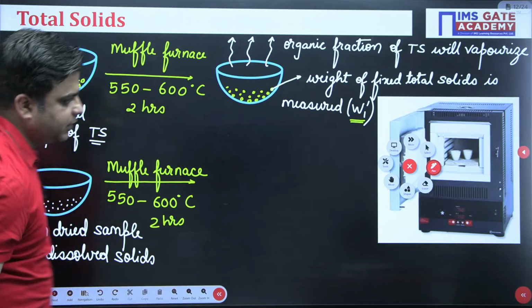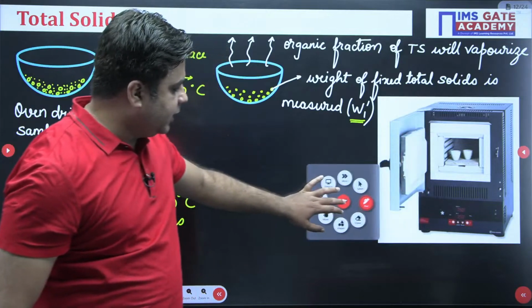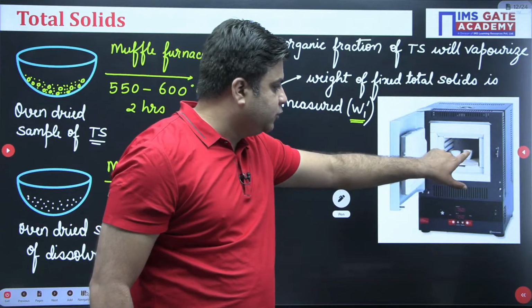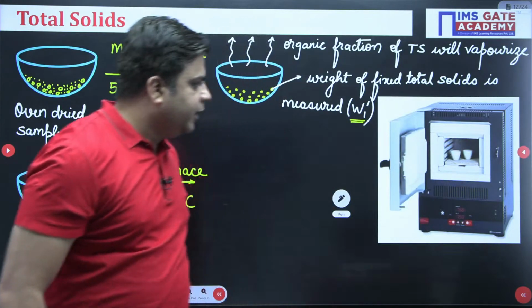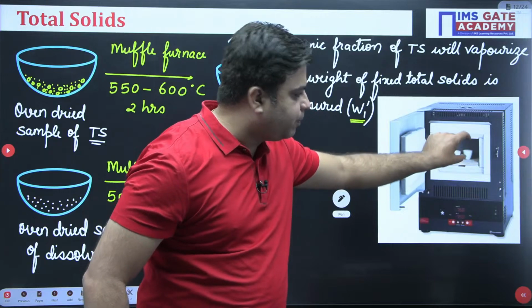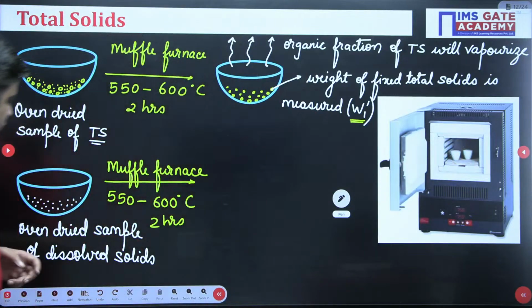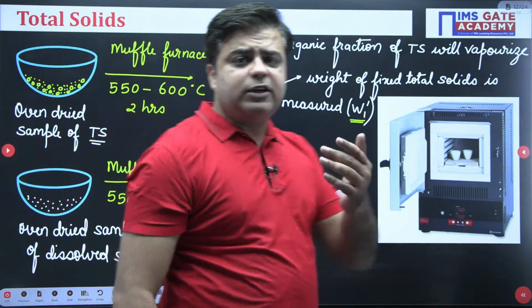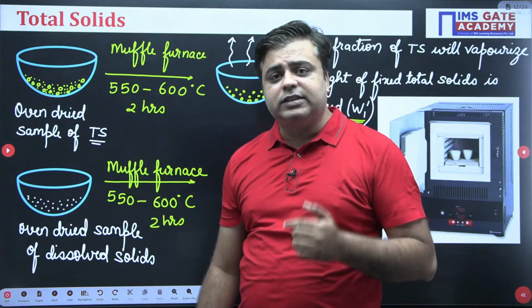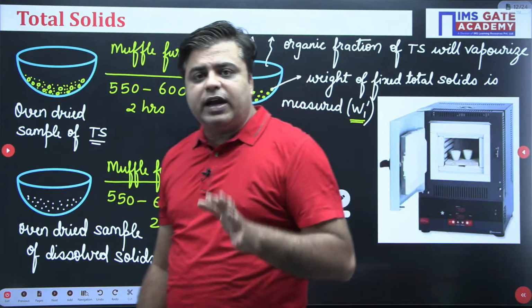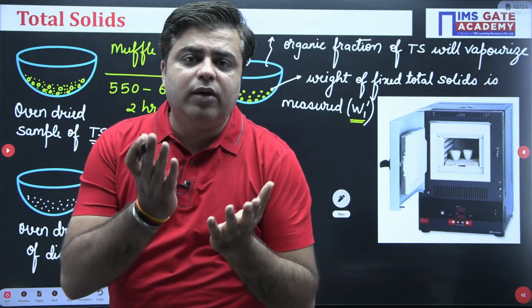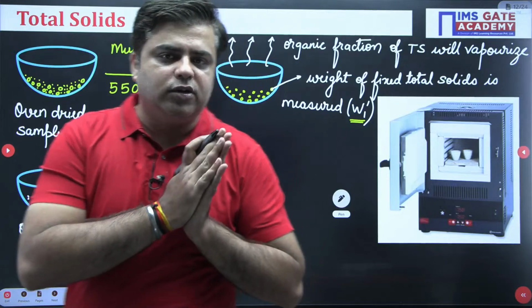Here you can see this is the muffle furnace, right? Here I have attached one image of the muffle furnace. Inside this muffle furnace you place this sample like this, right? You can even see some of the crucibles that are placed in the muffle furnace. So you take this oven-dried sample of dissolved solids and you place it in the muffle furnace. At this high temperature of 550 to 600 degrees Celsius, all the organic fraction of dissolved solids is going to vaporize, and in the crucible you are left with the inorganic dissolved solids.